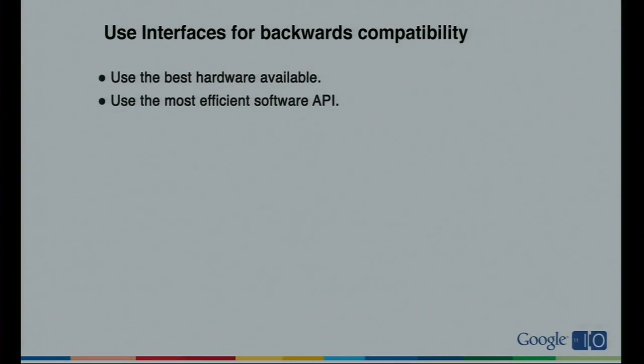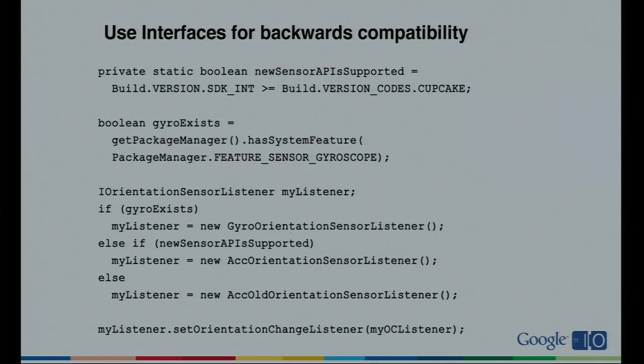Now, that's one approach. The other thing you can do is just use good old interfaces. You're all experts, you're all at Google I/O, so I'm going to assume I don't need to go into too much detail over what an interface is. But basically, it gives you the opportunity to create different implementations based on the hardware and software that you have available to you. So this piece of code shows exactly how to do this.